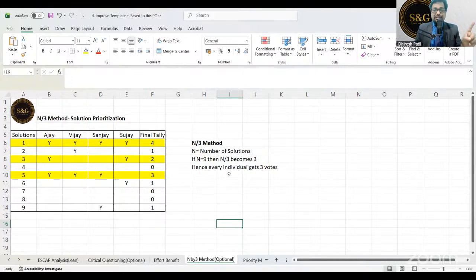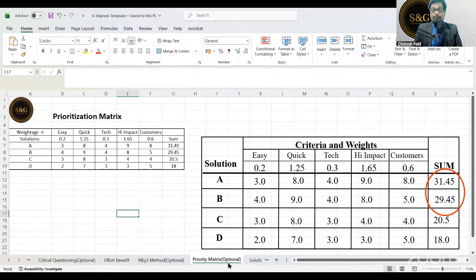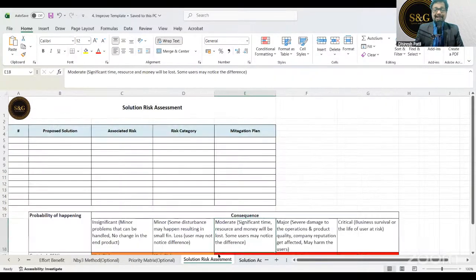Here, instead of number of causes, it is the number of solutions. Okay. And this is another optional method. So here in the bracket we can mention optional. Okay, effort benefit is recommended. When there is no optional written, that means it is recommended, and in bracket optional meaning you can go for that as well. Okay, so this is also one of the prioritization metrics you can think of in the solution prioritization. Once it is done, then you make the risk assessment.